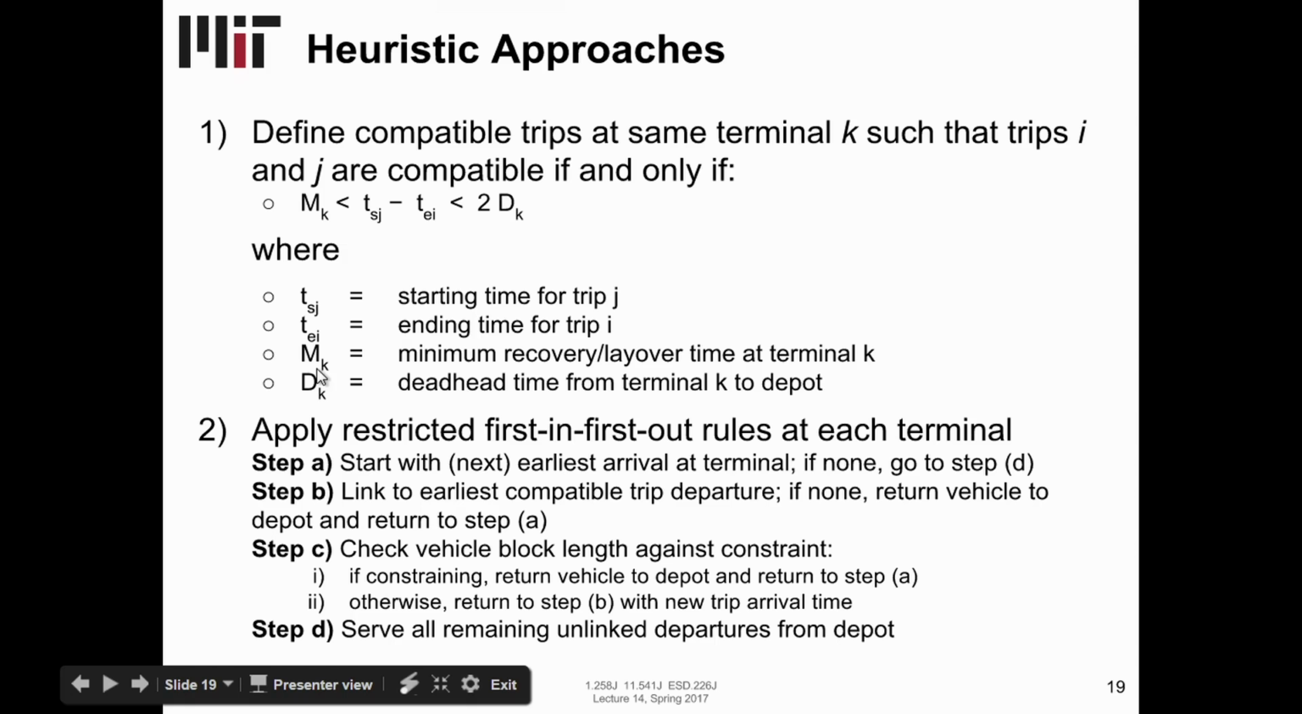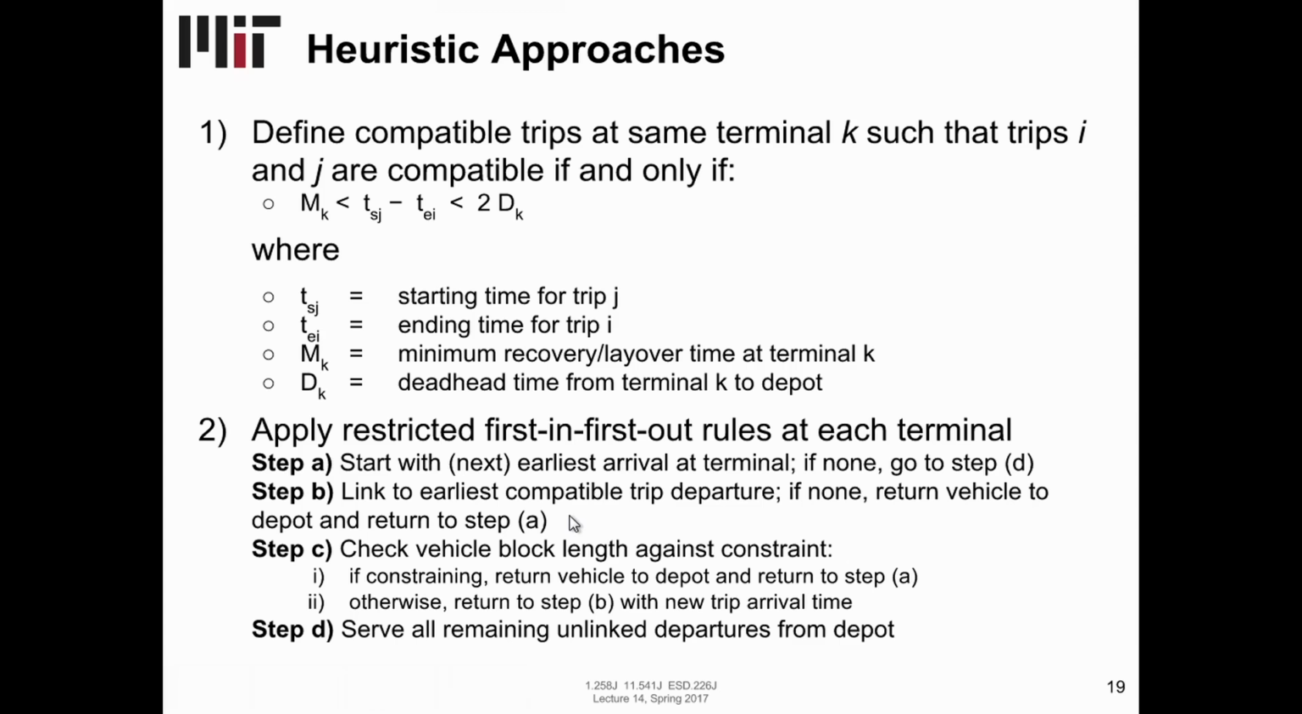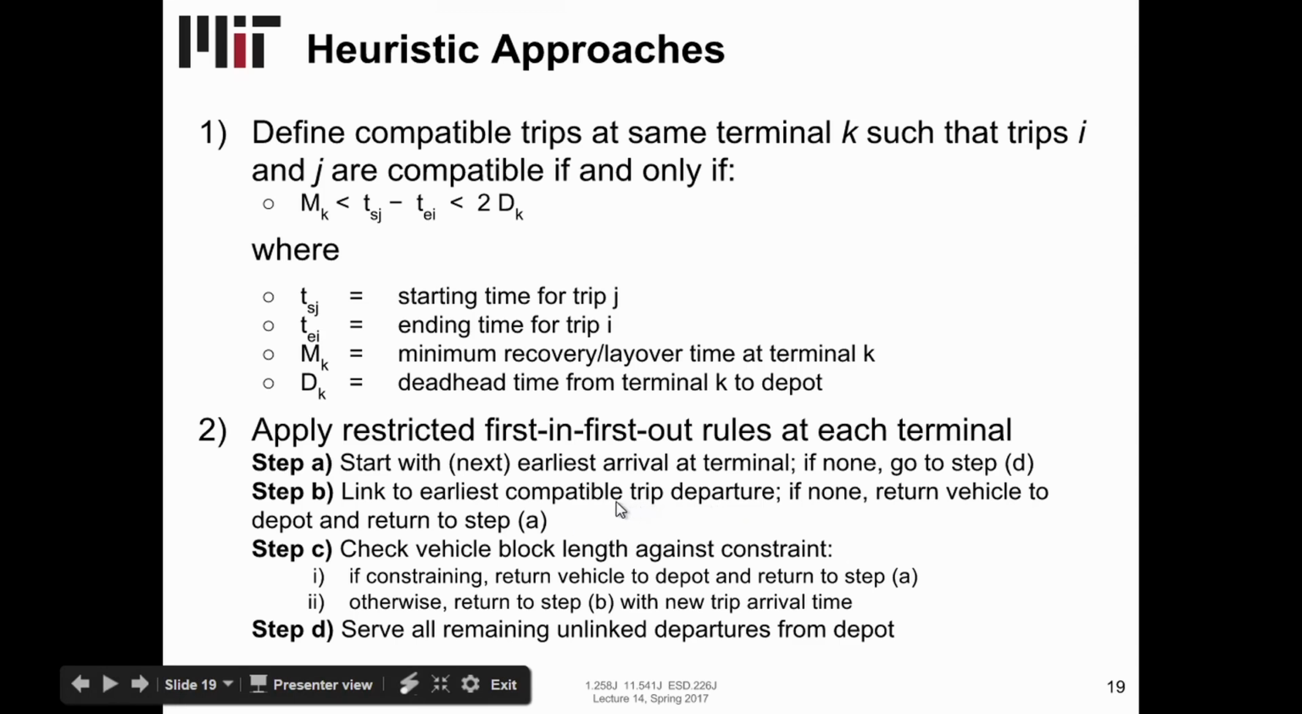Then the algorithm is really simple. It has only 4 steps. We start with the earliest arrival at the terminal. If there's no earliest arrival, we go to step D, and basically in step D, we need to pull out from the depot to serve that service. But if there is an earliest arrival, then we link that earliest arrival to a compatible trip departure based on the compatibility definition that we had. Again, if there are no trips that are compatible with that, we need to go back to step A and basically use the next arrival at the terminal.